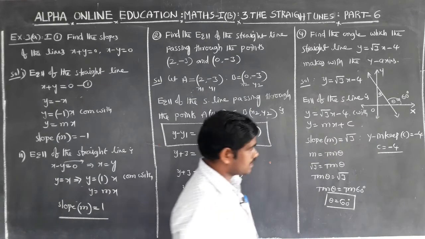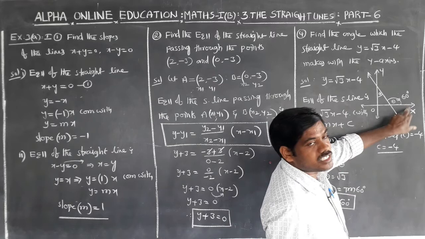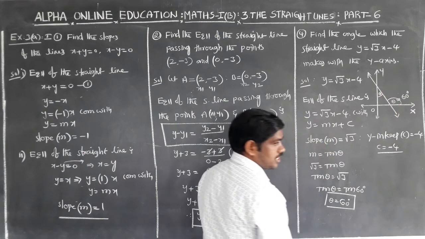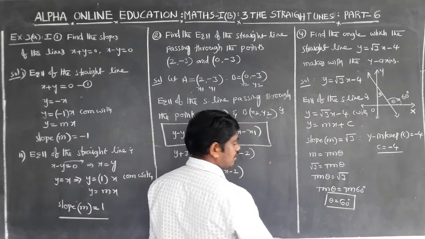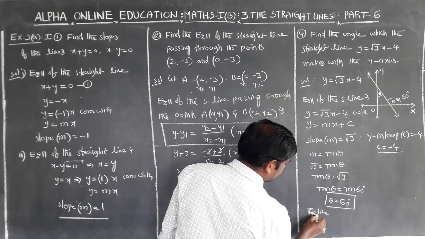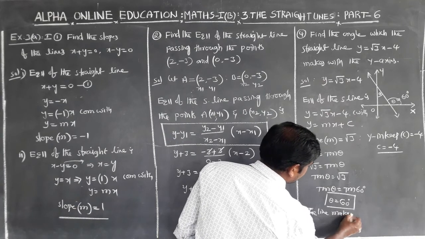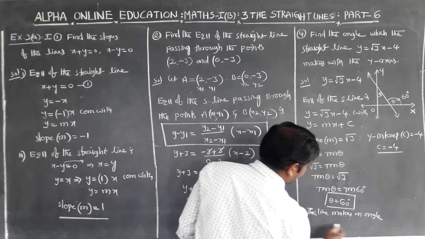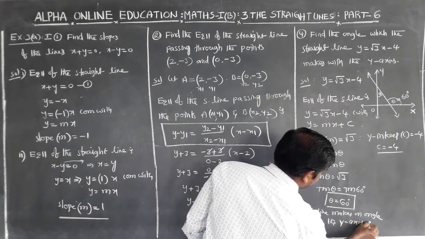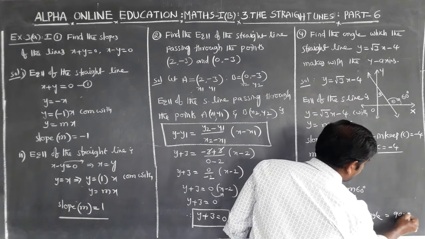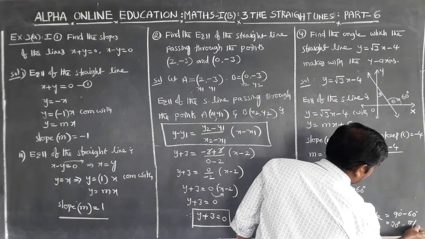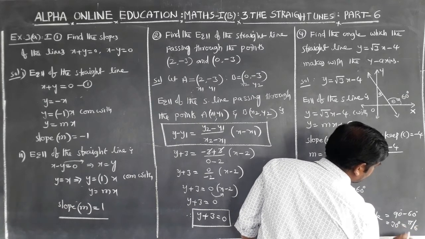Positive x-axis 60 degrees. The line makes an angle of 60 degrees with the x-axis. The angle the line makes with the y-axis is 90 minus 60, which means 30 degrees, or pi by 6 radians.